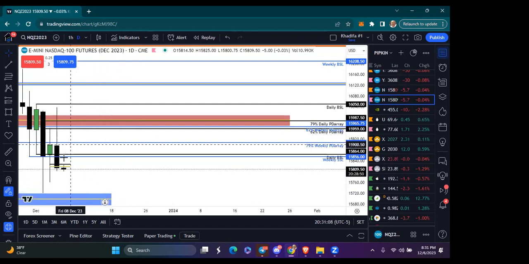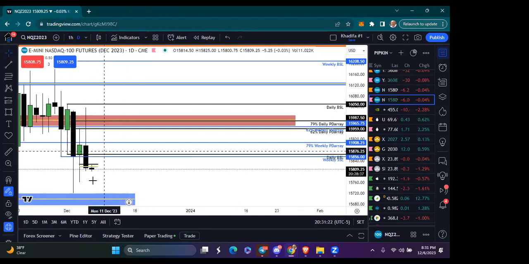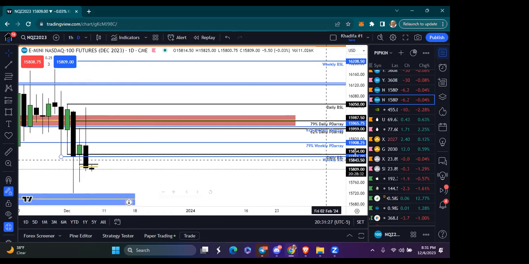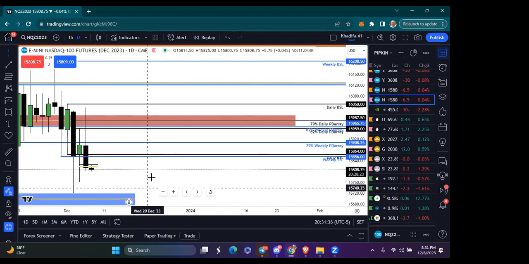If we break back above the daily and weekly sell side liquidities, then I'll start looking for price to reach higher, right? So it's all about what price is doing and what price is showing you and telling you it wants to do. So with that being said, that will conclude the midweek technical analysis. At this time, I'll pass it over to Carmen so she can give us the sauce on the fundamentals. It's all yours, Carmen.